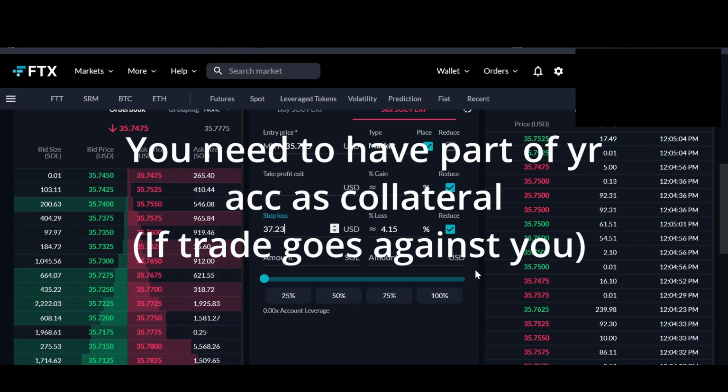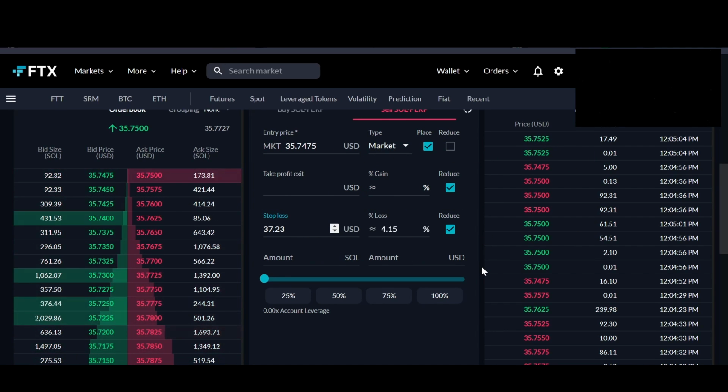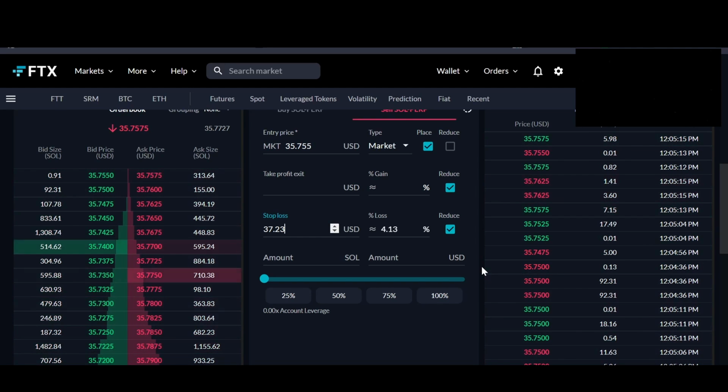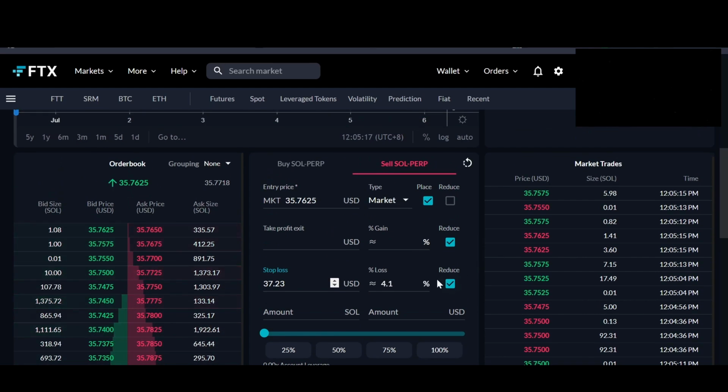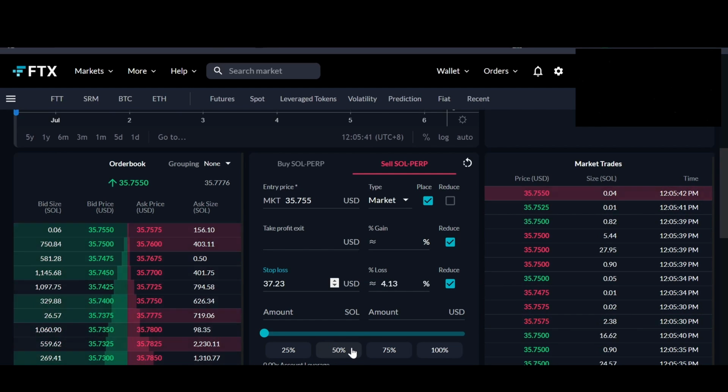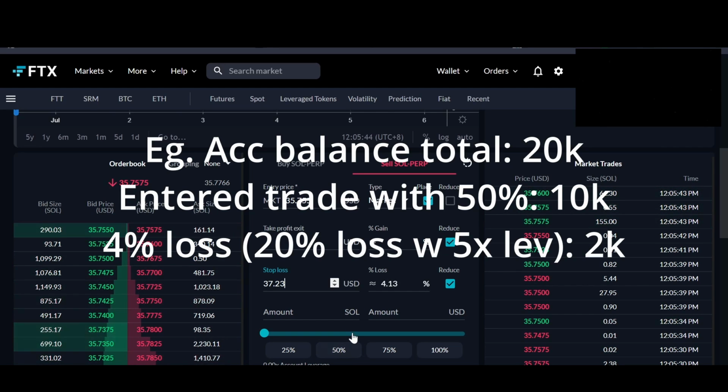So again, leverage is very important. Do not use high leverage because you stand a chance of getting liquidated very quickly. Using my example of 5x leverage, as you can see here, my stop loss is about a 4% loss. But with leverage, you would lose 5 times this. So if it hits your stop loss, 4 times 5 is 20%. You would lose 20% of your account. But because I entered with 50% of my account, it's just 20% of my 50%. If you get what I mean.